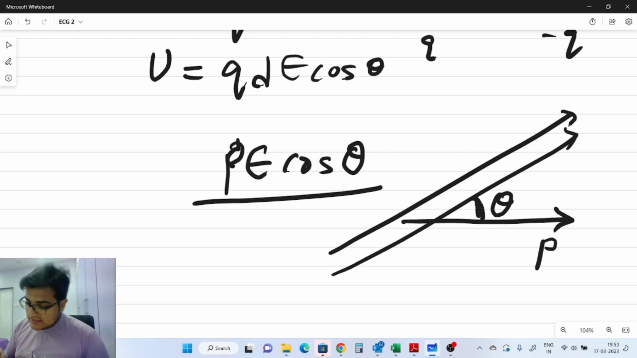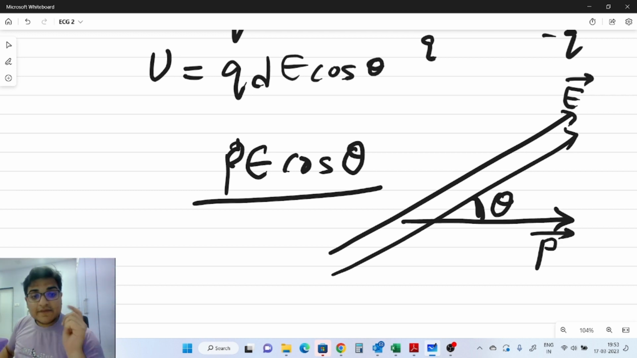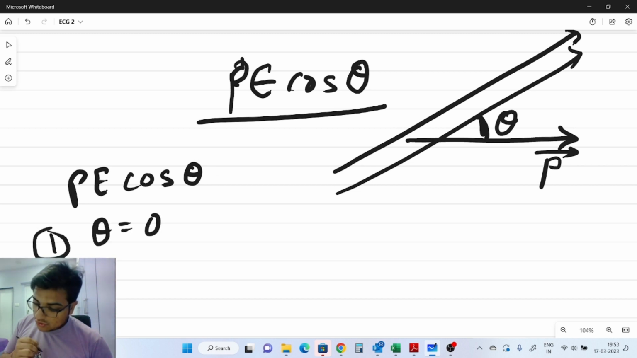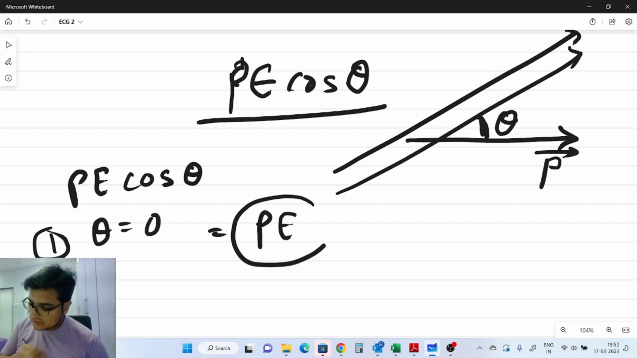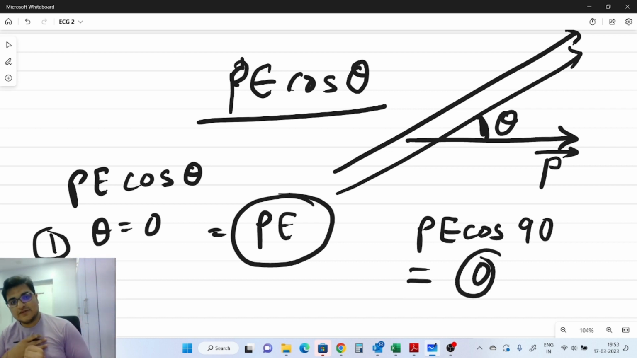Now if the angle between the electric field and the dipole moment is zero, then we write PE cos theta, with theta equal to 0 in case number 1. PE cos 0 will give you the maximum value of PE, because cos 0, we all know, is 1. But what if the external electric field is perpendicular to the dipole? In that case we write PE cos 90, which gives 0, because cos 90 is 0.